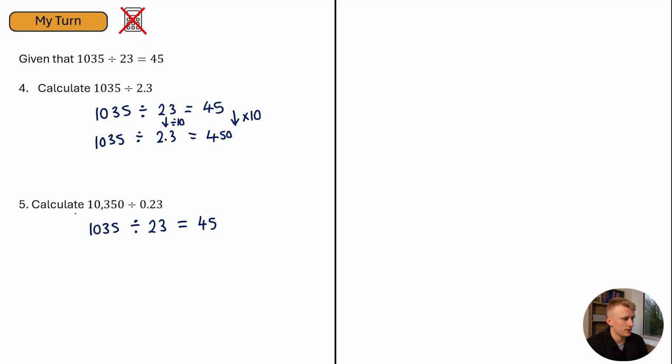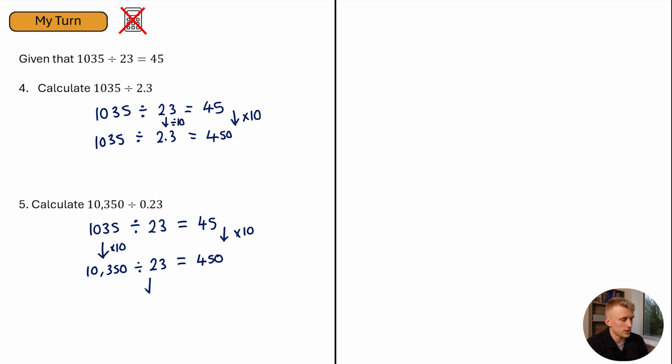And our last example, calculate 10,350 divided by 0.23. So I'm changing both numbers this time, both the number that is being divided and the number I'm dividing by. I want to do this in 2 steps so I get it right. I'm careful. Let's look at the change to go from 1,035 to 10,350. So I've made that 10 times larger, and I'll keep the number I'm dividing by exactly the same. So I just do one change at a time. When it's the number that is being divided being changed, the same change happens to my answer. So I'm going to make my answer 10 times larger. 45 times 10 is 450.